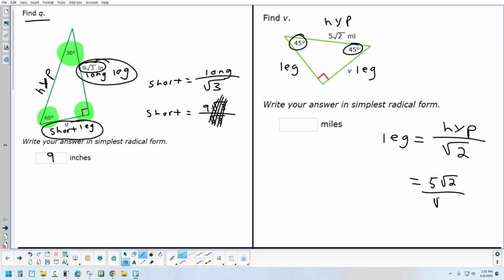Square root 2 is in the bottom. And Caleb, what would cancel out there? What would cancel out? Yep, square root of 2. So that's gone. And what are we left with? Just a 5. That's the answer. 5 miles. Okay. Finish up with the last one.